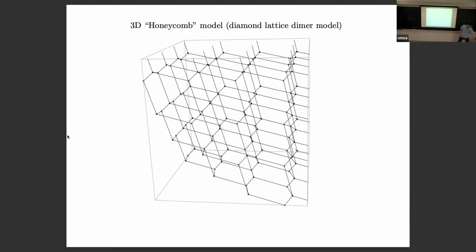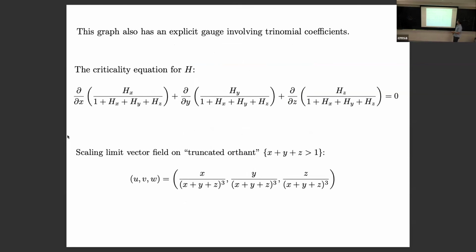And there we could find a critical gauge as well, which happened to be rational, have rational edge weights. I didn't write them down, but there's trinomial coefficients this time rather than binomial. Ratios of trinomial coefficients. There's some nice criticality equation, if you care, for the gauge function, which doesn't really help. But because we have an explicit gauge, we can find the scaling limit vector field, which has this nice rational form. And you can check that that's divergence free.